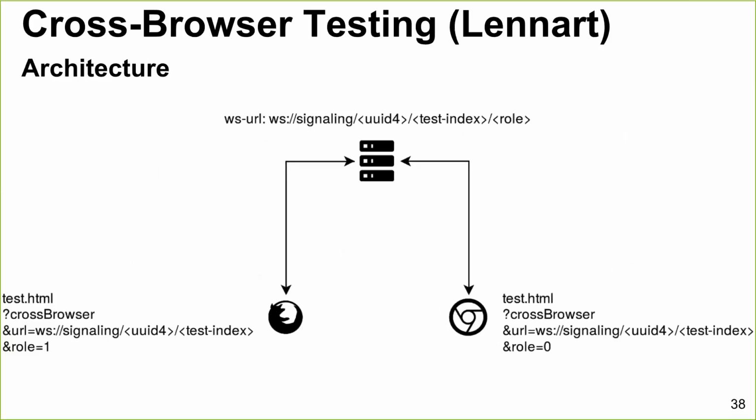So in order to meet up, to rendezvous, you have a UID, a test index, and a role that is assigned to the browsers. You activate that mode by passing in a specific URL parameter called cross-browser. Then the URL parameter is the URL of the signaling server the two browsers should connect to. And a role, of course, because you need to assign a role to each of these browsers. Next slide, please.